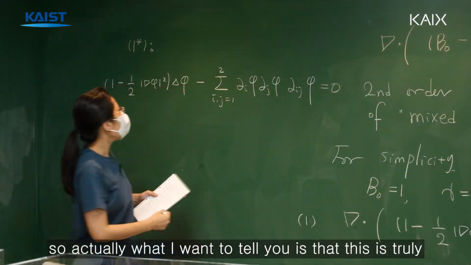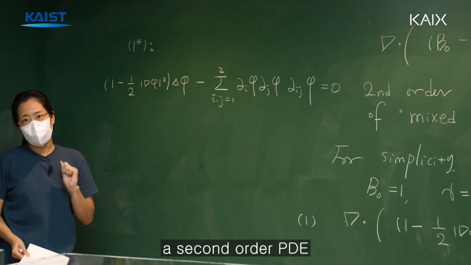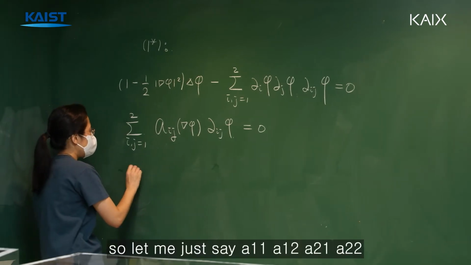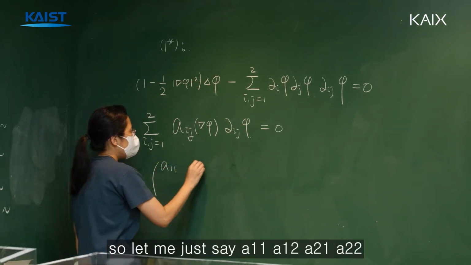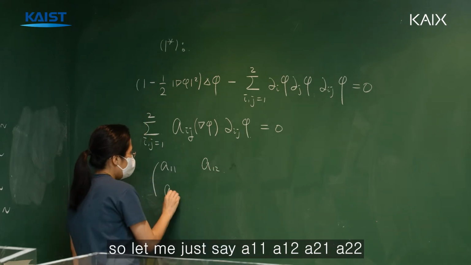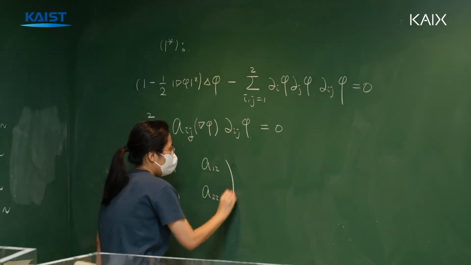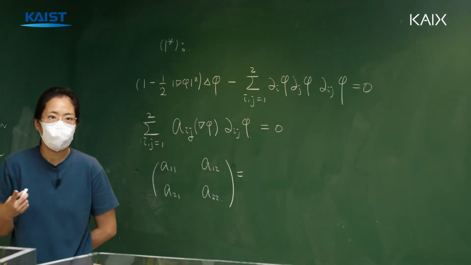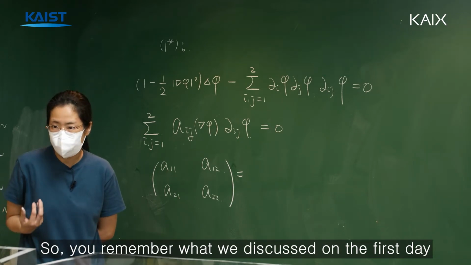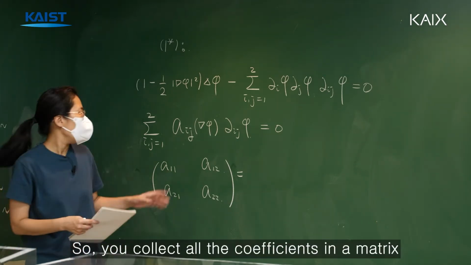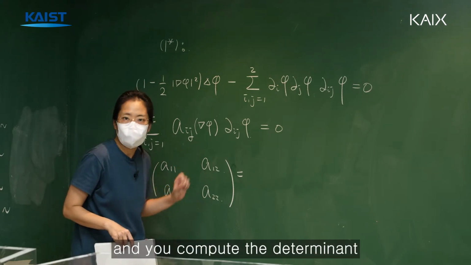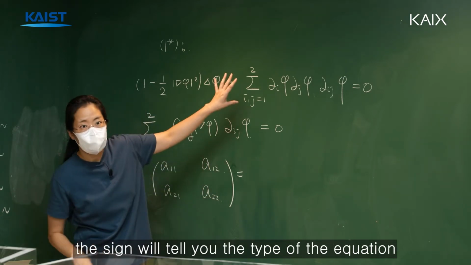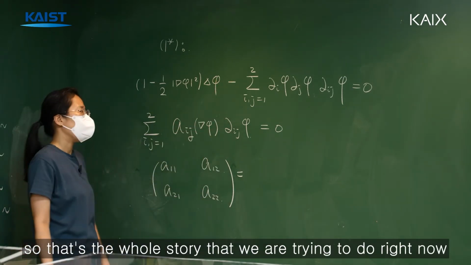So what I want to tell you is that this is truly a second order PDE and nonlinear, okay? If you look at the coefficient matrix, let me call the entries A11, A12, A21, A22. So we have to look at the coefficient matrix now, right, to figure out the type. You remember what we discussed on the first day, right? You collect all the coefficients as a matrix, you compute the determinant, and then you look at the sign of the determinant. The sign will tell you the type of the equation. So that's the whole story that we are trying to do right now.